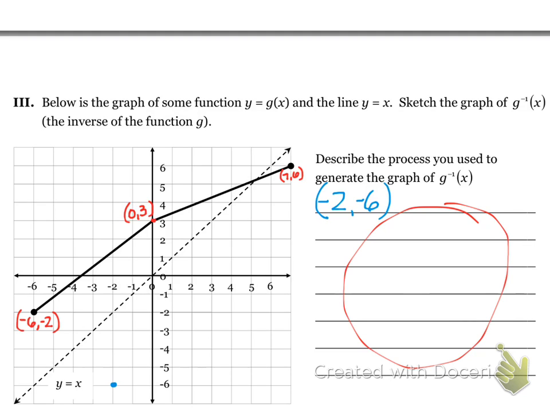And then I'm going to have 3, 0, which is right here. And then I'm going to have 6, 7, which is all the way up here. So I don't have a ruler, so hopefully I can do this sort of straight. This is the inverse, which, if you notice, is the reflection of the original function over the y equals x line.